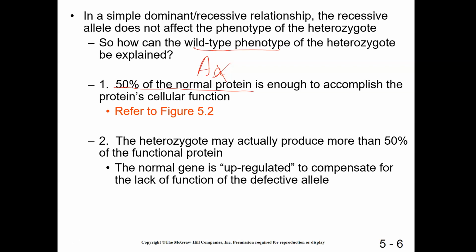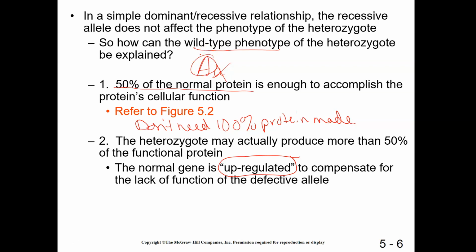Little a doesn't necessarily always have to mean a different outcome, but it doesn't mean exactly purple and white. Let's just put it that way. The heterozygote itself might produce more than 50% of the functional protein. The normal gene can be upregulated. So what are our two options? You don't need as much. You don't need 100% protein made. So in this situation, the heterozygote, all you need is one copy, you're good.